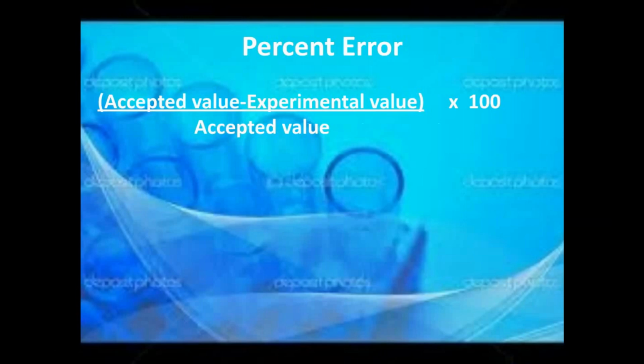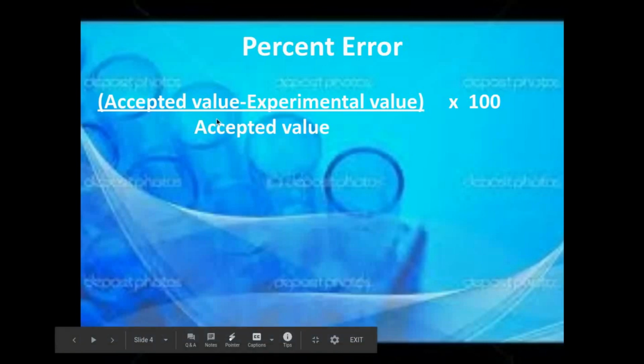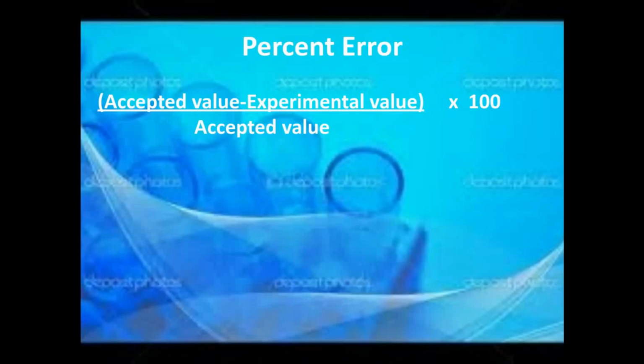The next thing to look at is percent error. Percent error means how far off you are from what you're looking for. The terms that we're going to use will be accepted value, which is the value that we're trying to achieve, something that has already been proven.